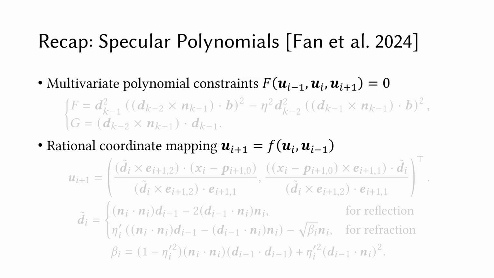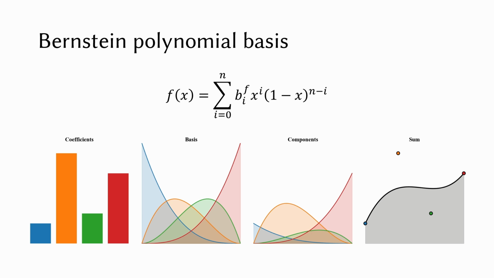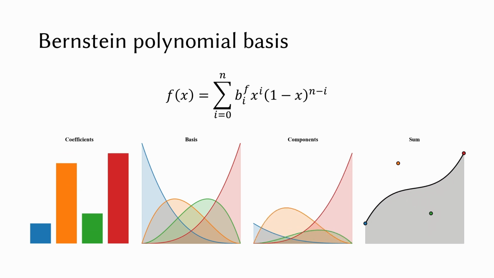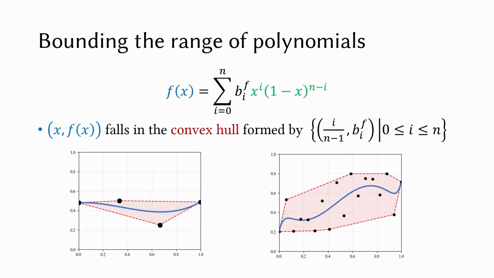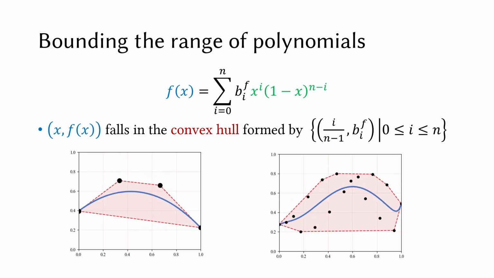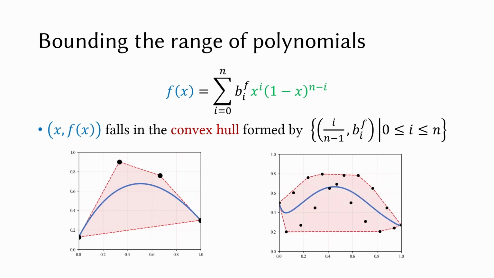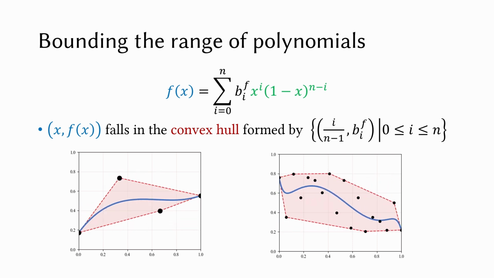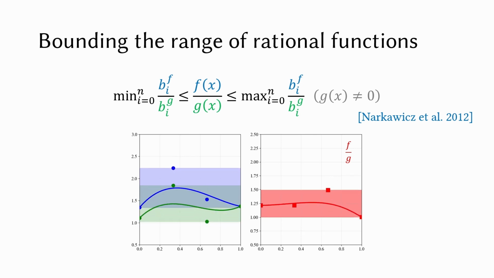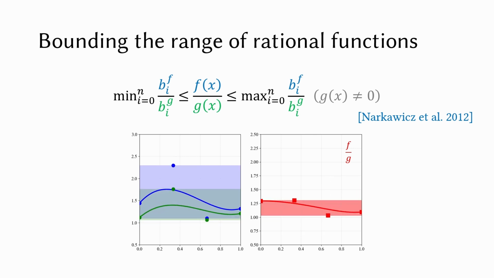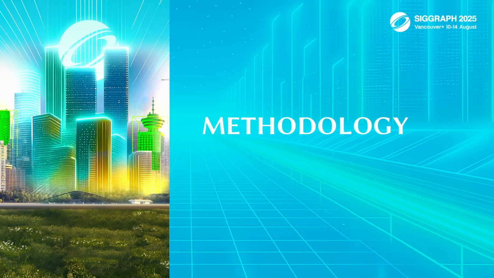To this end, we introduce the Bernstein polynomial basis to the rendering context. In particular, we can express a polynomial accurately using the Bernstein basis. As we can see, the coefficients or the control points can cover the curve of this polynomial. And this property has been extended to rational functions, so we can use it to bound the range of any rational function. Now let's put everything together.